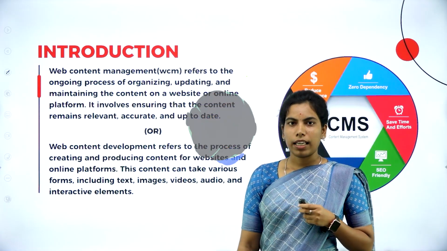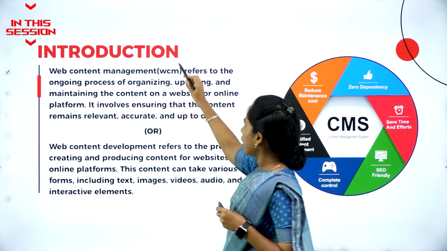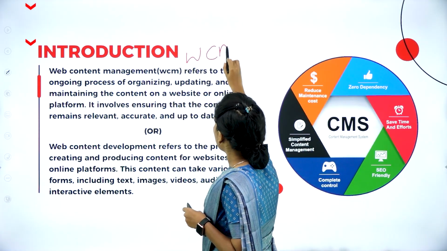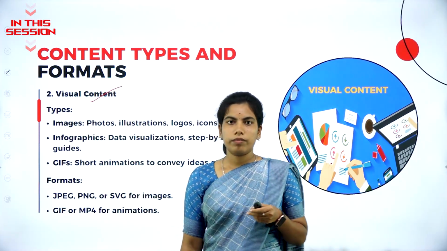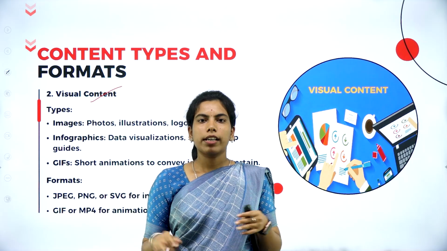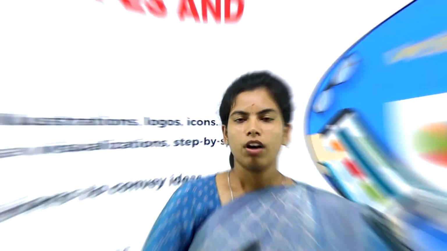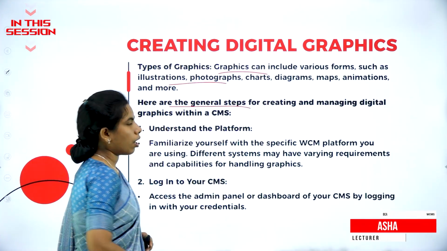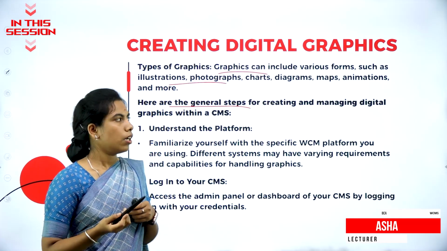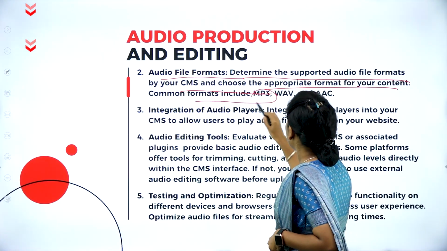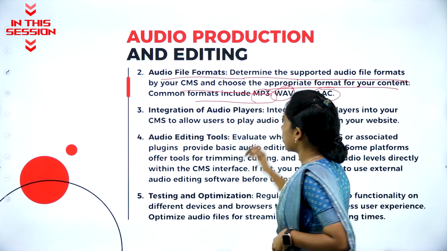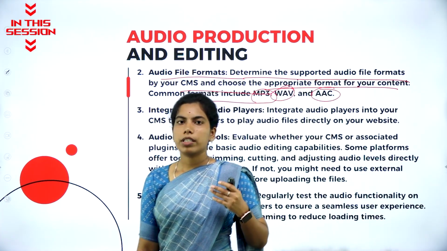the web content management system, or we can say short formly WCM or WCMS. A visual content. Visual is nothing but a graphical representation of any content. So here are the general steps how to create and managing the digital graphics within a CMS, like a what MP3, WAV and also AAC. These are all some formats of the audio.